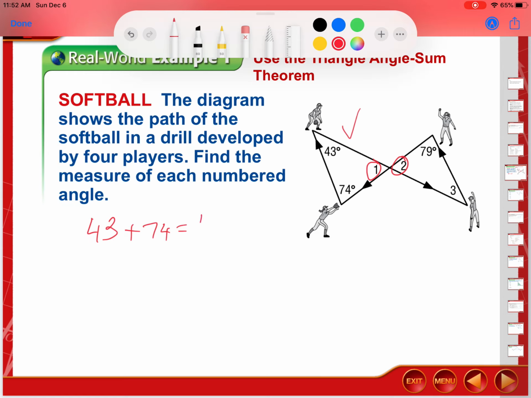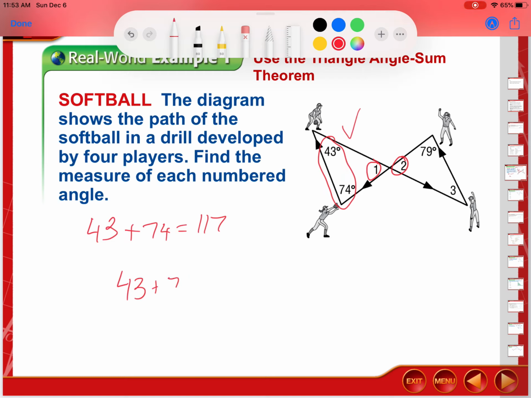So if I add up 43 plus 74, we get 117. So our 2 angles here add up to 117, and we need to find out what angle 1 is. If we subtract 117 from 180, that's going to tell us angle 1, because we know 43 plus 74 plus angle 1 needs to add up to equal 180.